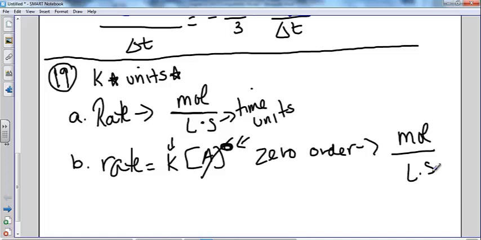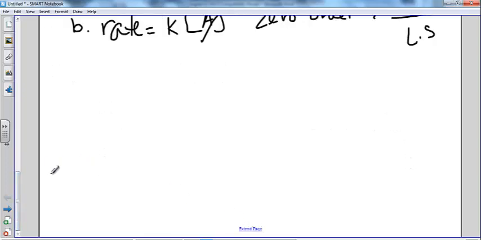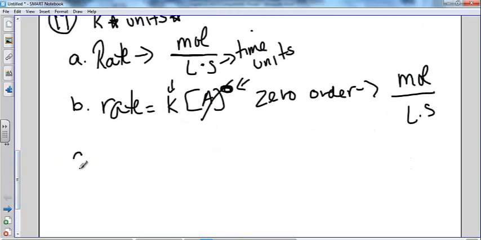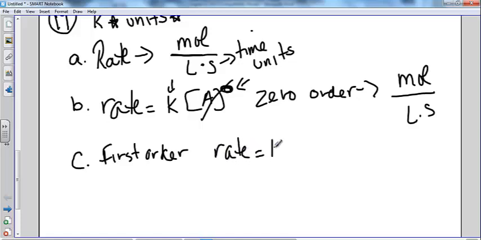Now what we're going to do is establish the units for first order, second order, and third order. So for first order, which is going to be letter C, what does that mean? If it's first order, it means that the rate is equal to k times some reactant with the concentration raised to the first power, or first order, when we talk about it from a kinetic standpoint.